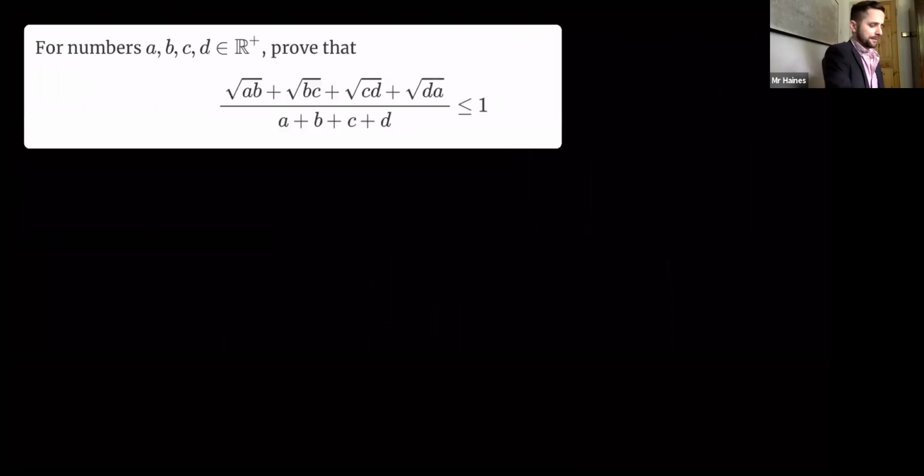Here we go. Slightly trickier one. If you take 4 numbers, and you have the square root of AB plus the square root of BC plus the square root of CD plus the square root of DA, and divide it by the sum of those numbers, you can never make it bigger than 1.